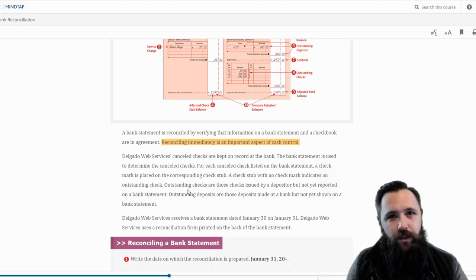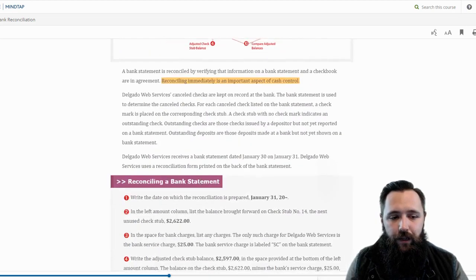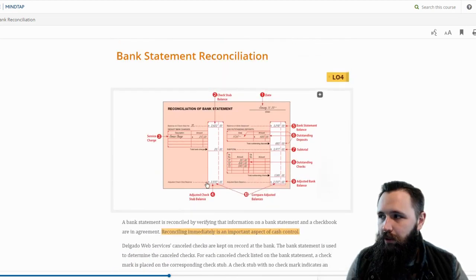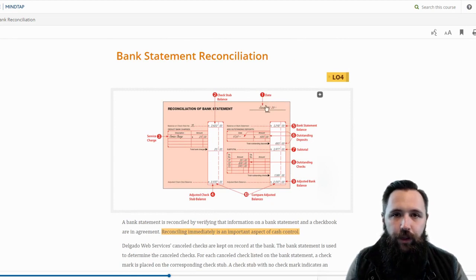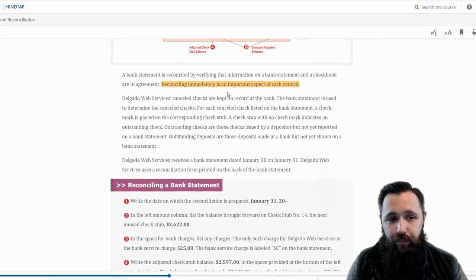All things that we just talked about. Okay, all things on those 4 little things. So you can go back and forth here and look at these. I'm just going to run through it, okay? The first thing we do, though, is write the date on when the reconciliation is being prepared, okay?